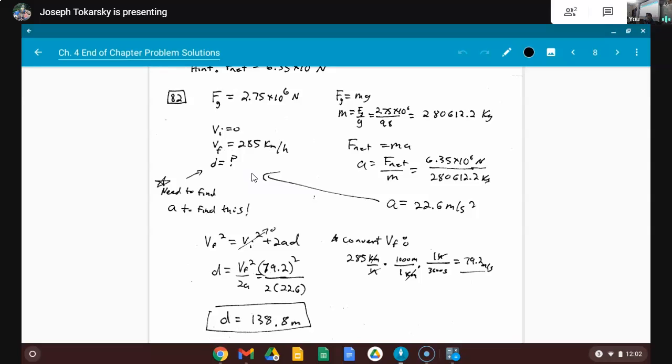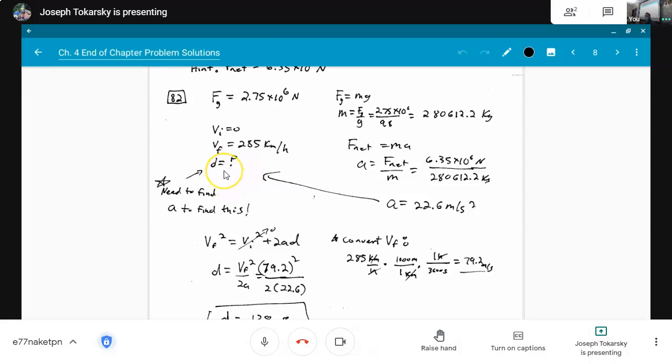Now, in this chapter, you're not going to have problems that only use kinematic equations. We told you last week they're going to pop up, but there has to be something with forces involved. So if you wanted to find d right away, you run into a problem. We only have v_i and v_f, and we need to find d, and there's no kinematic equation that uses just those.